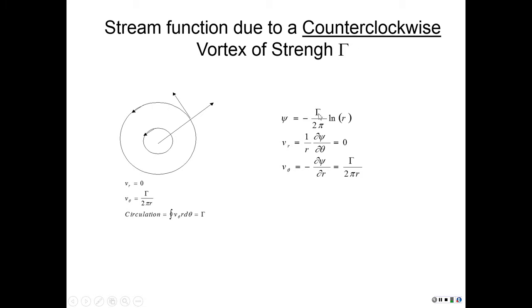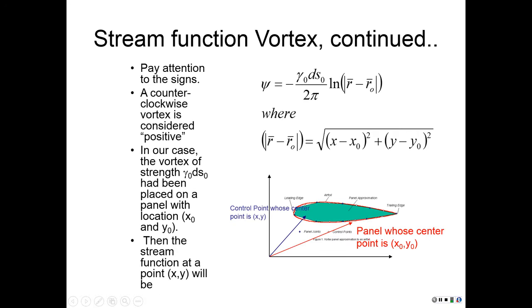So this gamma becomes gamma naught times delta s. This is the vortex strength by 2 pi, times the logarithm of the distance, where the panel is located at x naught, y naught, and where we are computing the stream function is x and y. So the distance between the two is r minus r naught, which is the square root of x minus x naught squared plus y minus y naught squared. This is just due to this one panel at a particular point x comma y.